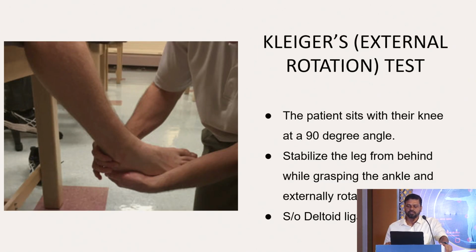Then Kleiger's external rotation test, which is for the medial ligament complex. Just do the opposite of the ATFL test. Try to externally rotate the foot and you can get an idea about whether the deltoid ligament is injured or not. Of course, history taking is again important: whether your foot was externally rotated while doing sports activity.